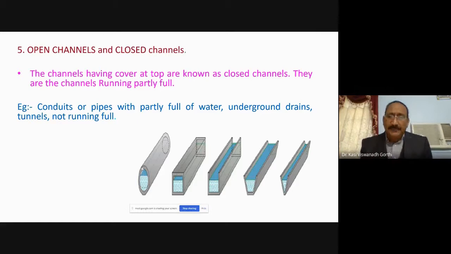But for the same pipe, if the water is flowing partially full, that means only up to this level, then over this the pressure becomes atmospheric, and hence this pipe also becomes an open channel. The pipe becomes an open channel if it is not running full. If the cross section is not completely filled with the flowing liquid, a pipe flow becomes an open channel flow, because there will be a free surface, there will be a water surface.